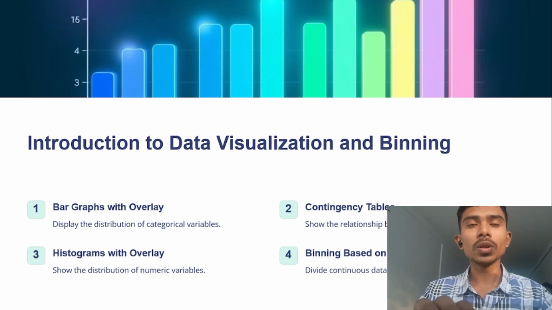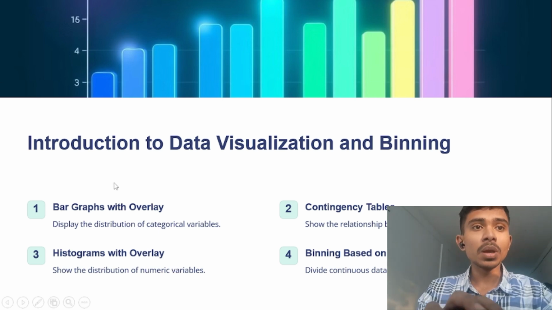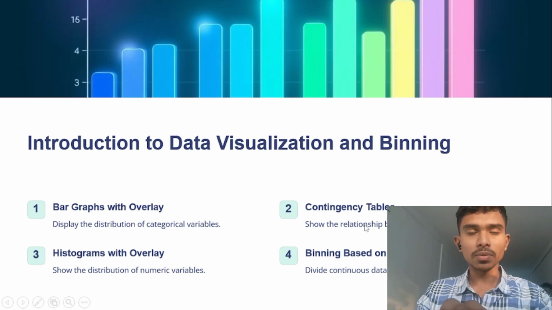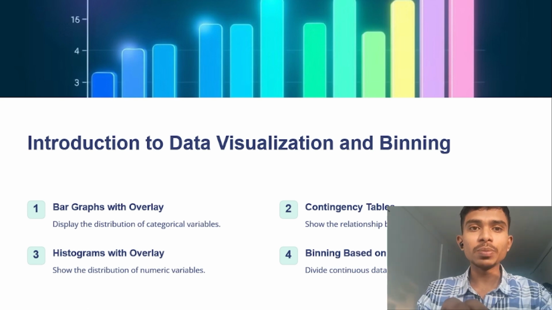So first of all, we will discuss the introduction. Data visualization helps us understand data by presenting it in visual formats like graphs and tables, while binning simplifies data by grouping numeric values into categories. In this video, we will cover bar graph with overlay, contingency tables, histogram with overlay, binning based on the predictive value. After explaining each concept, we will switch to Google Colab to see it in action. Let's begin with the bar graphs.